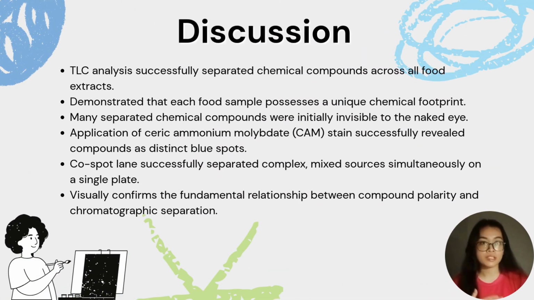Our TLC analysis was successful. By separating the compounds in food extracts, each sample shows its own unique pattern. We used a ceric ammonium molybdate chemical stain to make the invisible compounds appear as blue spots on the TLC plate. The co-spot experiment also showed that TLC can separate compounds from different samples on the same plate. Overall, this proved that TLC is a simple, fast, and effective method for separating and identifying compounds.